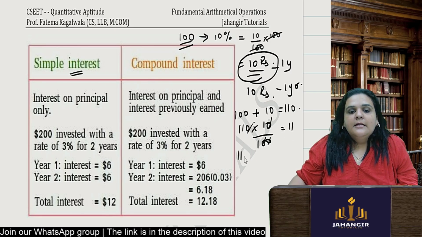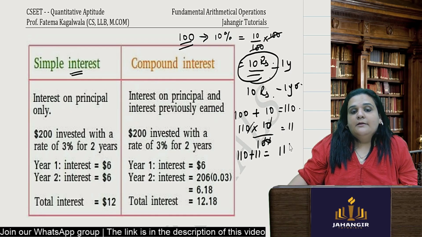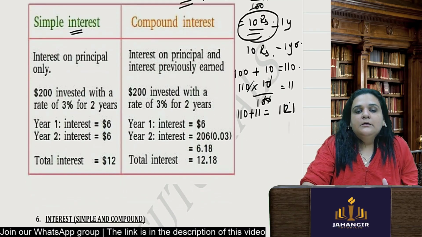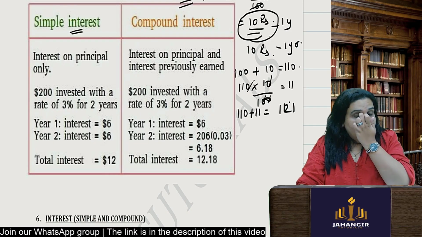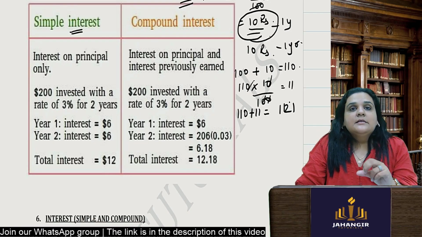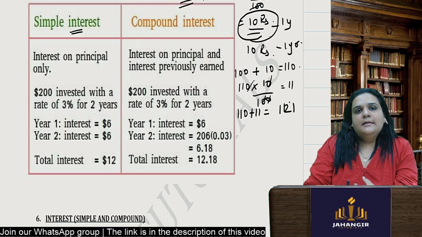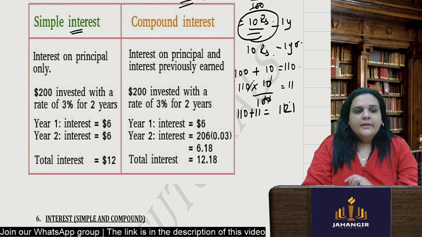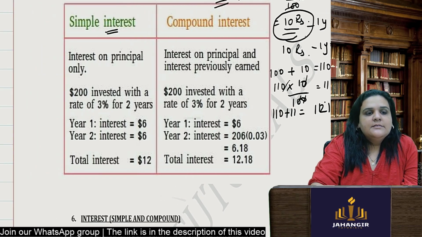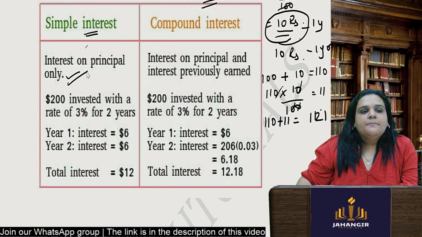Then the third year, 110 plus 11 will be your principal: 121. Okay, so on 121 there will be another 10%. So here in compound interest, the principal amount keeps on getting accumulated with the interest, and interest is calculated on that accumulated amount. Okay, so see, simple interest is interest on principal only.